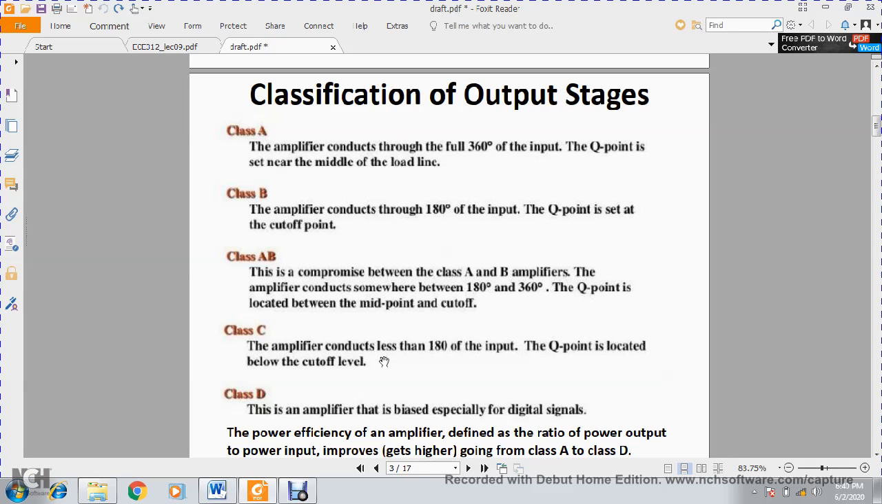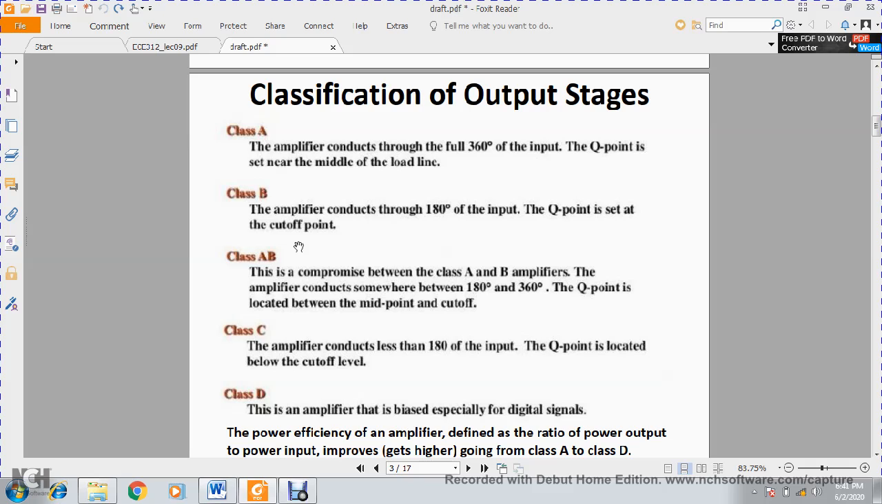First, class A. The Q point is placed exactly at the middle of the DC load line in the output characteristics. That is done through biasing, of course. And if that is the case, then the amplification you get in class A is 360 degrees at the output for a given input.